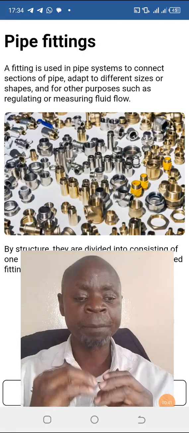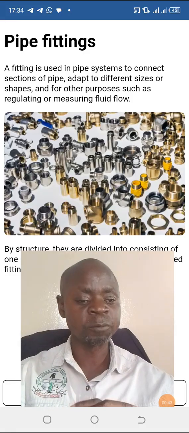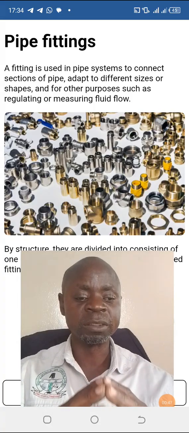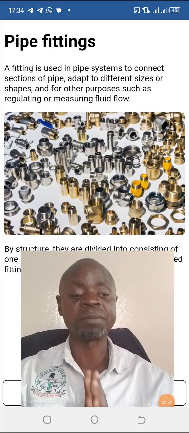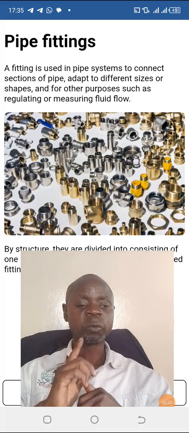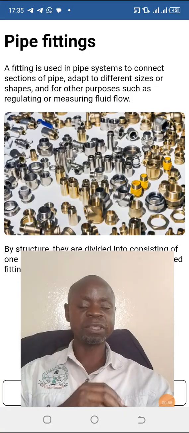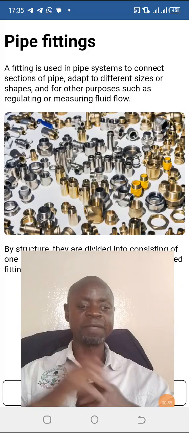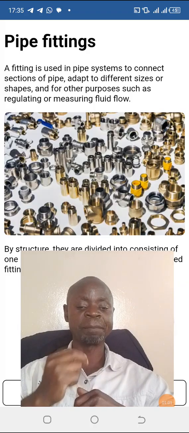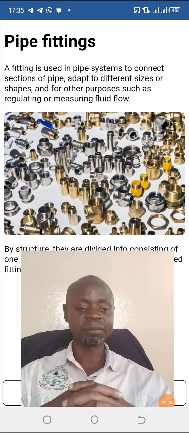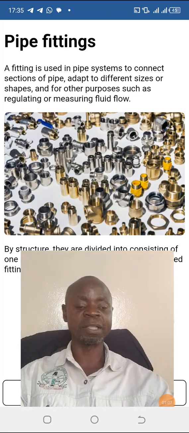So now, pipes cannot just move without fittings. It means that we need to connect our pipes using fittings. So today our lesson is on pipe fittings. Why pipe fittings? It means that there is a pipe and also a fitting. For you to have a complete system, you need to connect a pipe and a fitting.